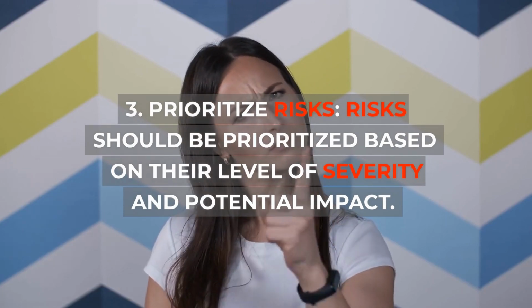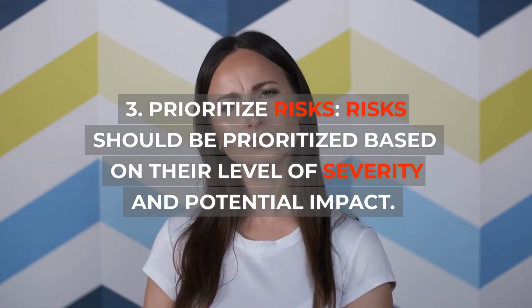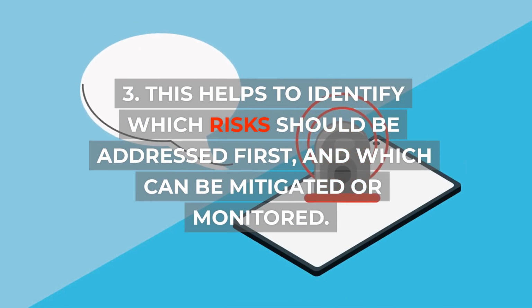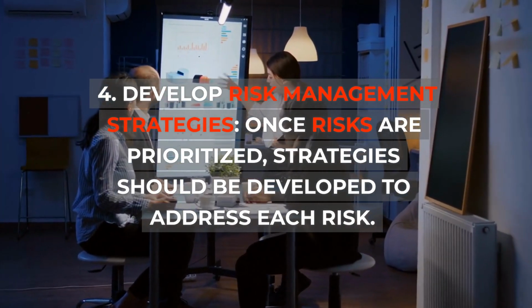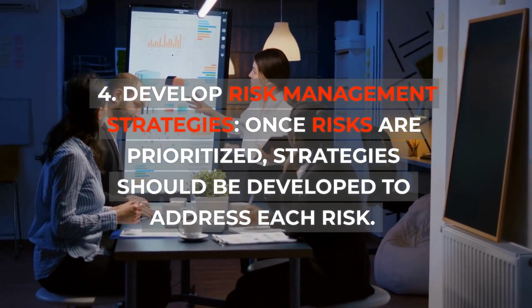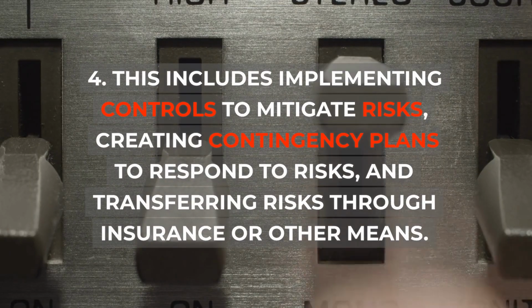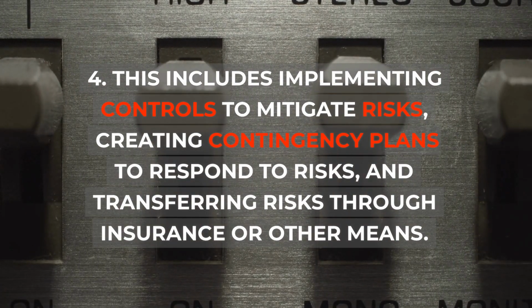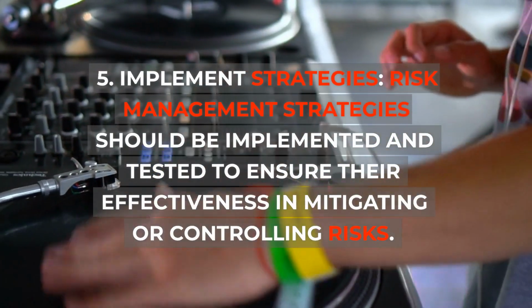3. Prioritize risks. Risks should be prioritized based on their level of severity and potential impact. This helps to identify which risks should be addressed first, and which can be mitigated or monitored. 4. Develop risk management strategies. Once risks are prioritized, strategies should be developed to address each risk. This includes implementing controls to mitigate risks, creating contingency plans to respond to risks, and transferring risks through insurance or other means.